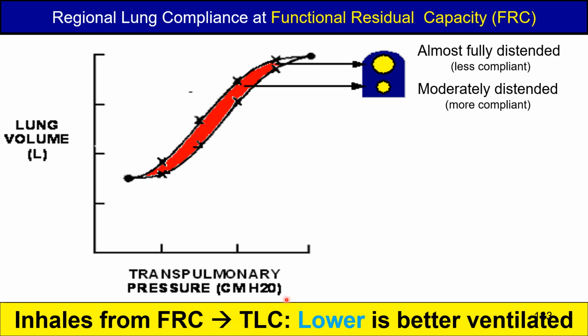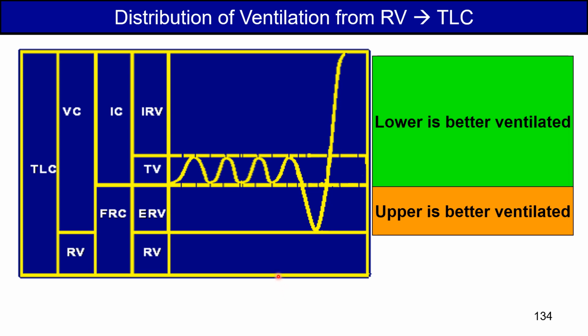So where do we do our tidal breathing? We do our tidal breathing above FRC. So our lung bases are better ventilated than the apices when we do tidal breathing. This is another way of looking at it. When we exhale down to RV and inhale from RV to FRC, the upper zones are better ventilated. However, when we inhale from FRC to TLC, the lower zones are better ventilated.